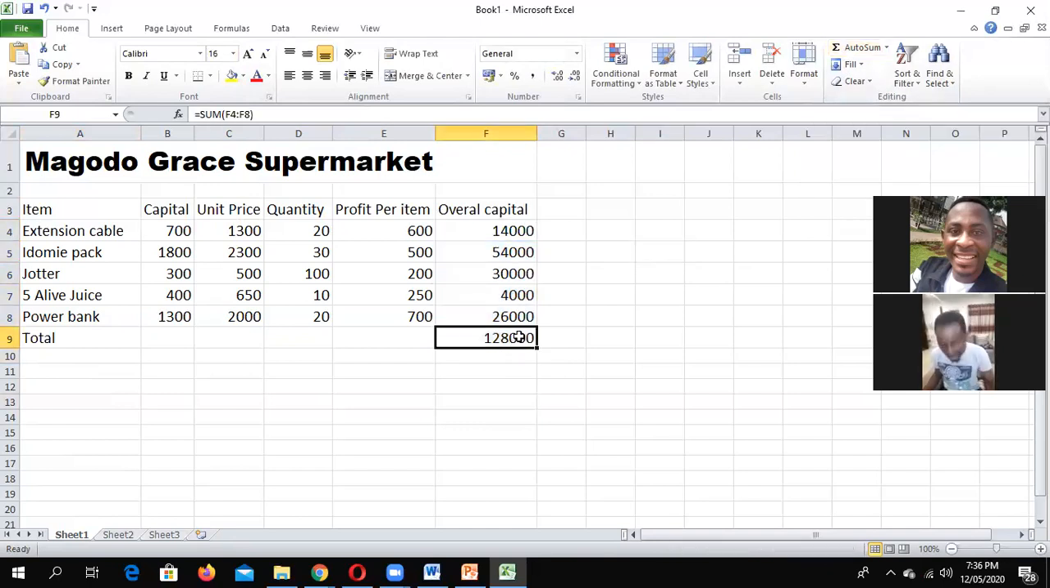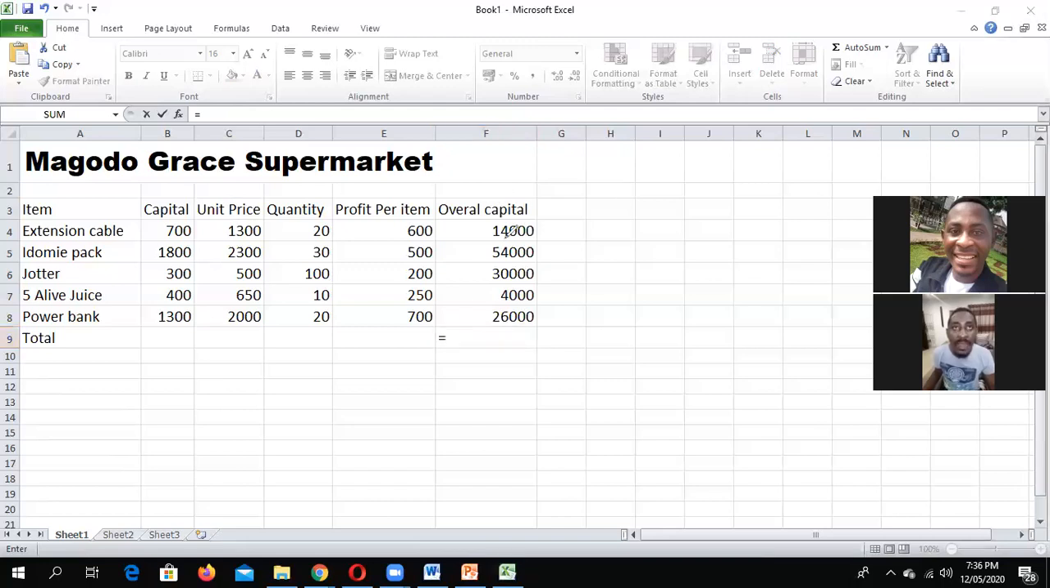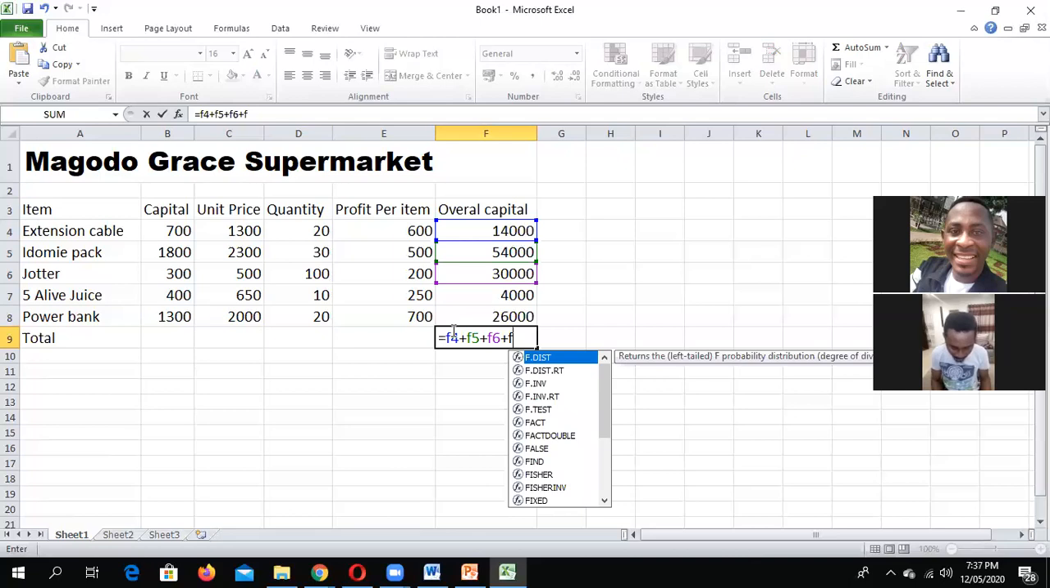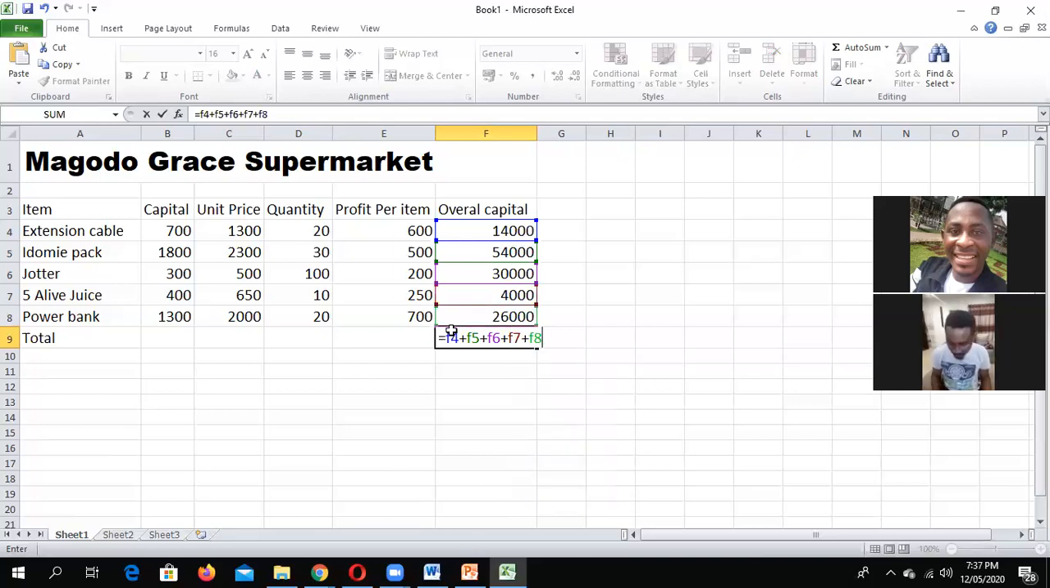Another way is to use a formula. You'd say equals to, and don't forget that this is column F. So we'd say F4 plus F5 plus F6 plus F7 plus F8. So let's do that together. We say equals to, let me increase this to 16. Okay, it's already at 16. Equals to F4 plus F5 plus F6 plus F7 plus F8. That gives us the same answer, 1,008.